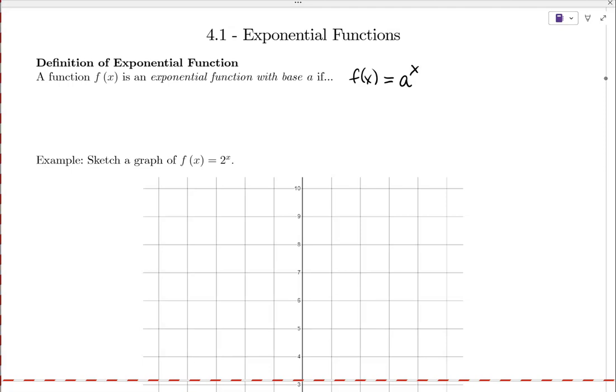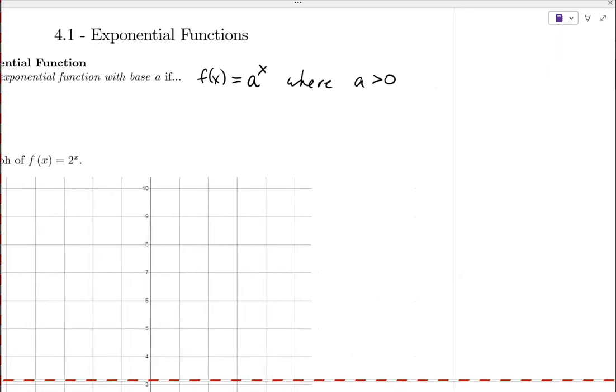Okay. Now we do want to make sure that this a has a special property. First off, we want a to be positive. The reason why we don't want a to be negative, you don't have to write this down, I'll write it off to the side, is if, say, you had f of x equals negative 1 to the x, and I asked you what is f of a half, what does a 1/2 exponent tell you to do?